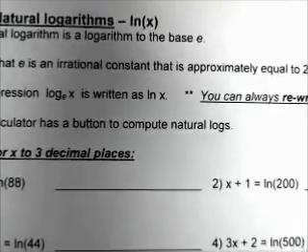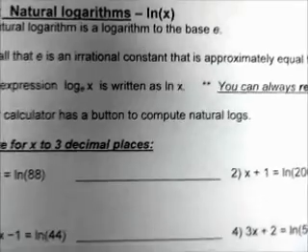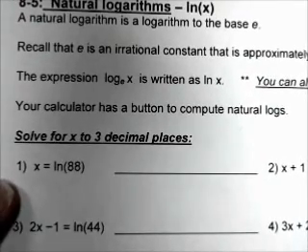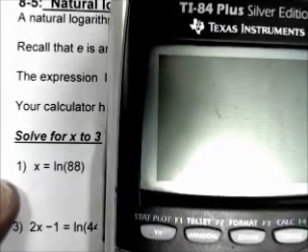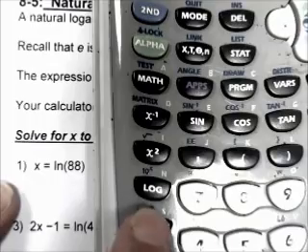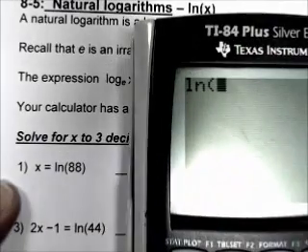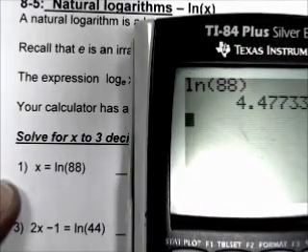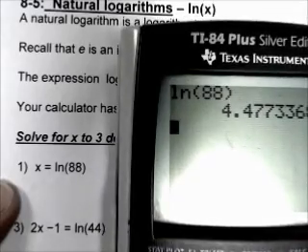We want to solve for x to 3 decimal places. X is equal to ln of 88. So we just go to our calculator, press the ln button, and then 88. And we're rounding to 3 decimal places, so 4.477.